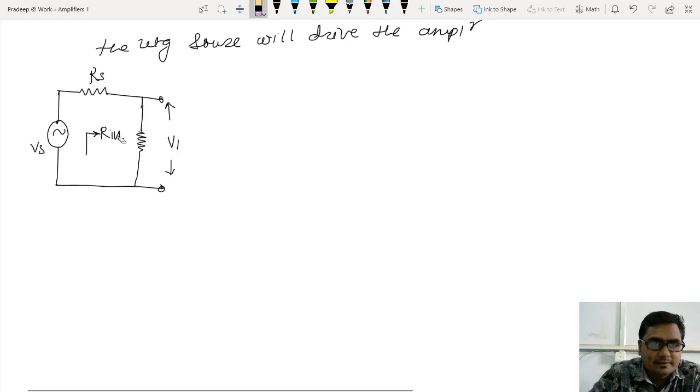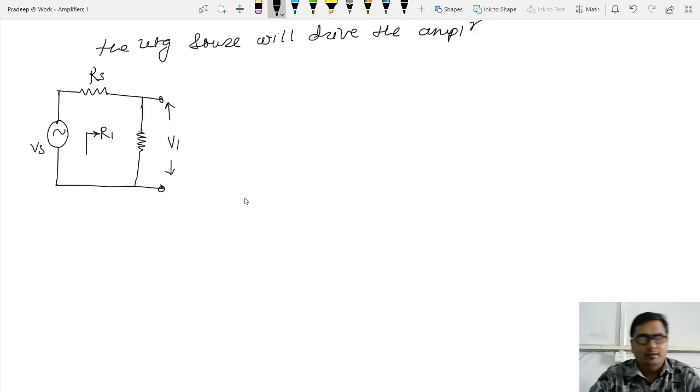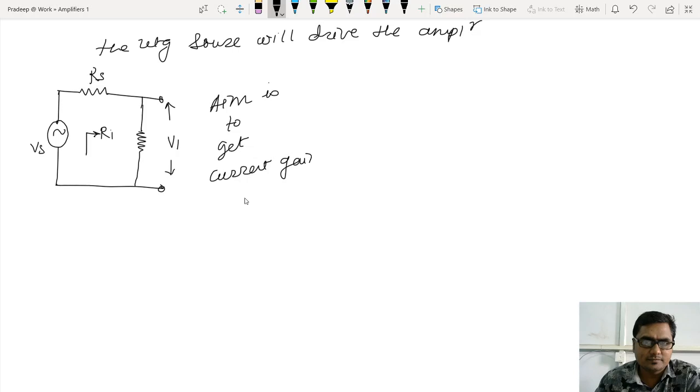So that's why follow the same Ri. Instead of writing Rin, just write Ri. Now I am interested in voltage gain. But how can I calculate voltage gain if I have a voltage source? So what is the aim? The aim is to get current gain. Sorry, did I say voltage? No, it's current gain. The aim is to get current gain.